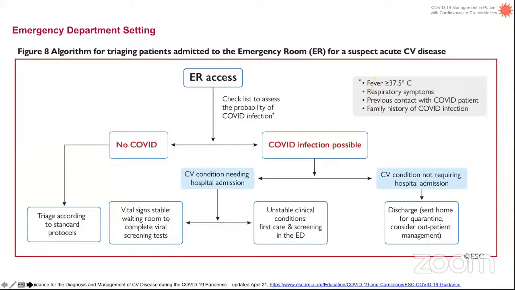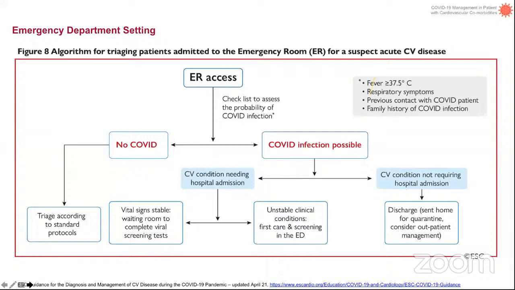The role of the ER is most important. As we discussed about echo as gatekeeper, even the ER performs a gatekeeper function. Here they have to quickly suspect whether the patient is possibly COVID positive or possibly COVID negative. These are features like the patient has fever, respiratory symptoms, contact with a COVID positive person, or a family member suspected of having COVID. Then quickly see whether he has that. There is a strong possibility of being COVID positive.